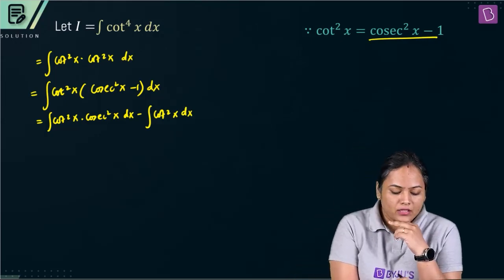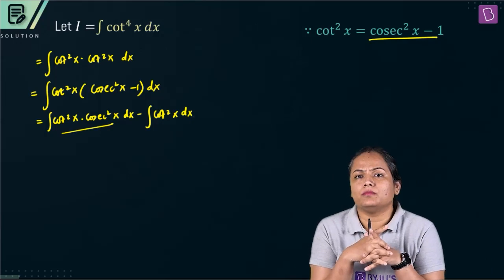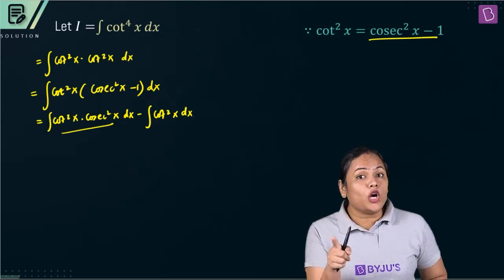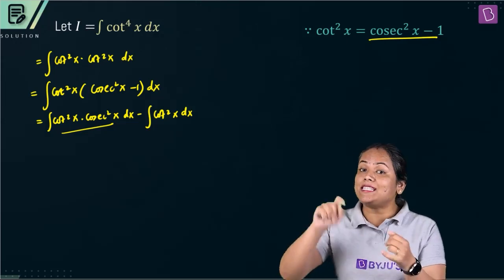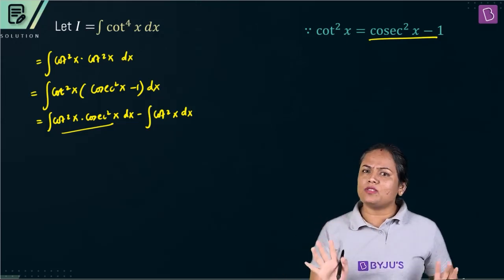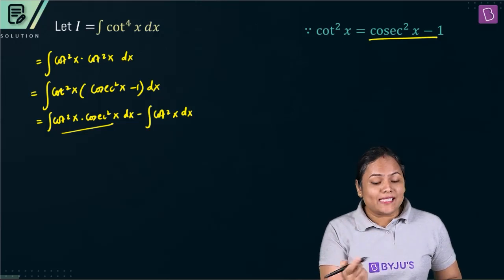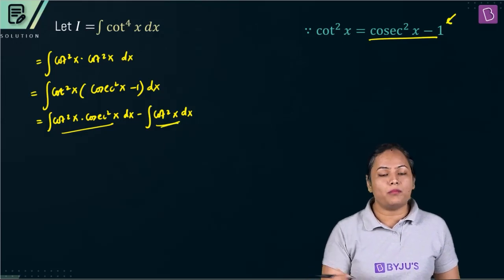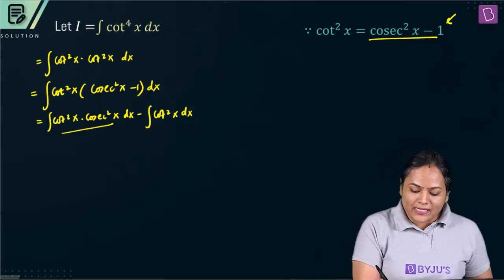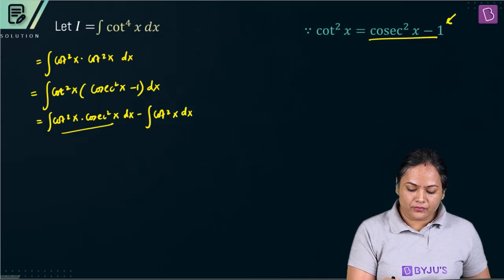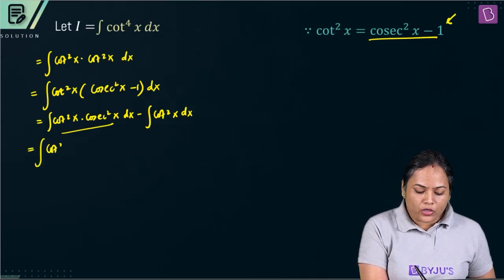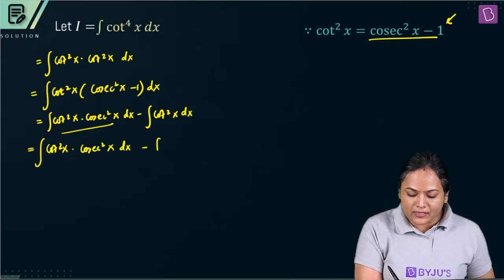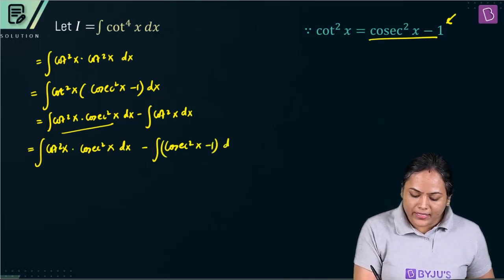Well, here I know how to integrate the first term. How can I do that? Because I know that cosec square x is the derivative of cot x. So I can use substitution. But for the second one, I have again cot square x. So I'll reuse this formula and I'll rewrite this as integral of cot square x multiplied by cosec square x dx minus integral of cosec square x minus 1 dx.